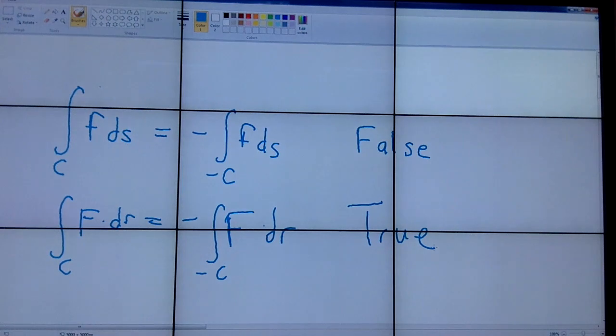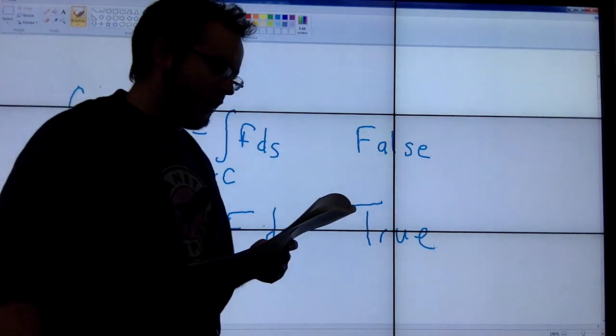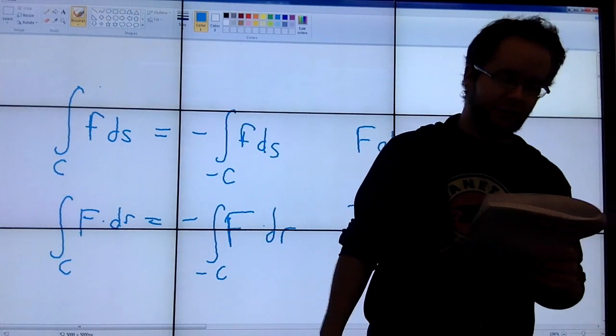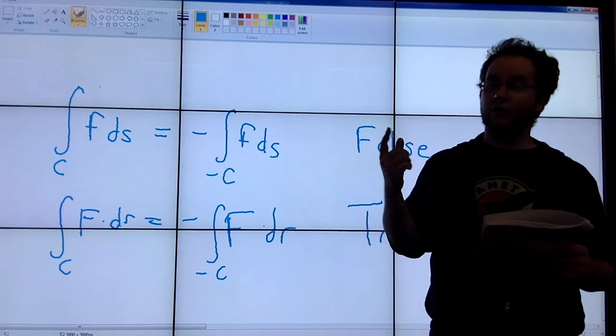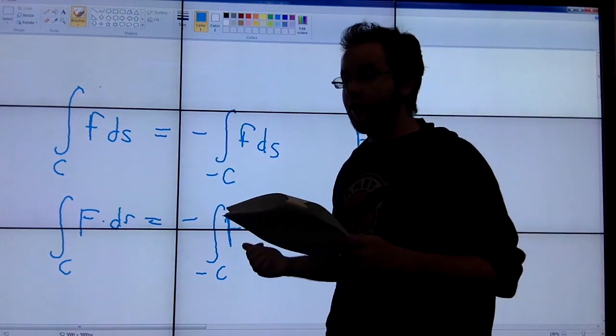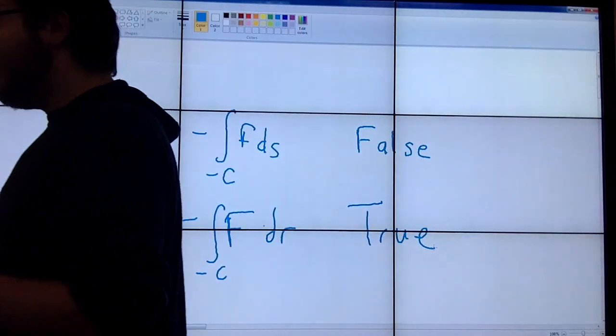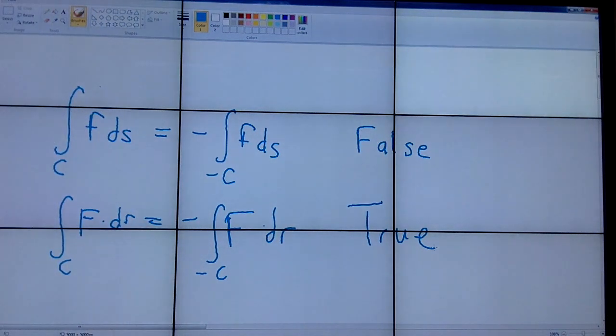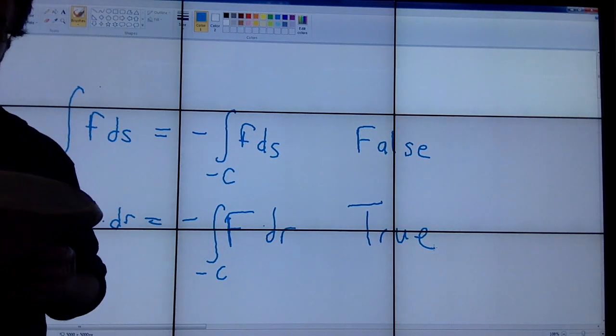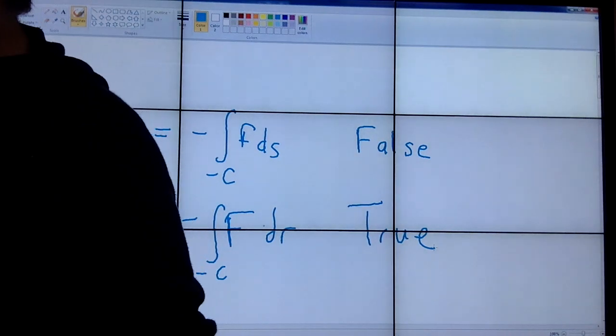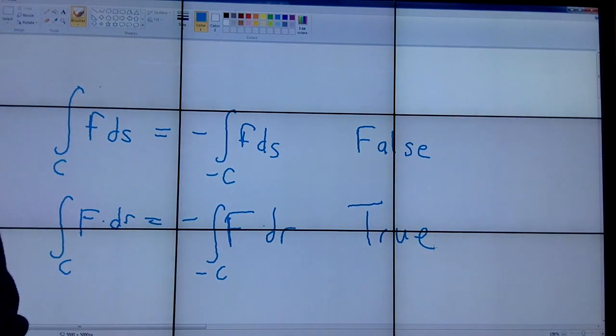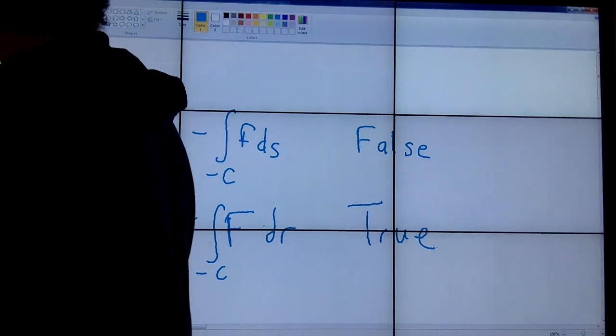Next one, number 3. The line integral of 3x squared y cubed dx plus 3x cubed y squared dy over curve 1, and the same integral again, but over curve 2, will have different values if C1 is a parabola connecting (1, 1) and (3, 9), while C2 is a line segment connecting (1, 1) and (3, 9). True or false? Why? That's not enough information. That's not enough reason. Because it would be false.